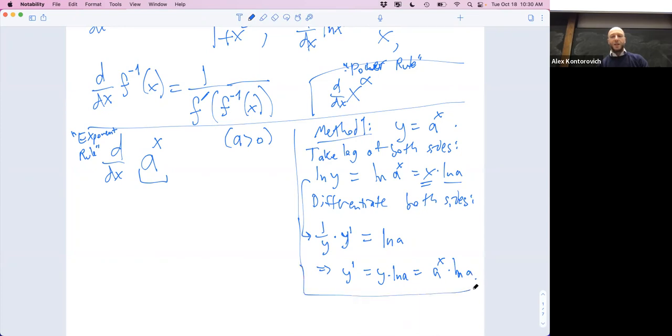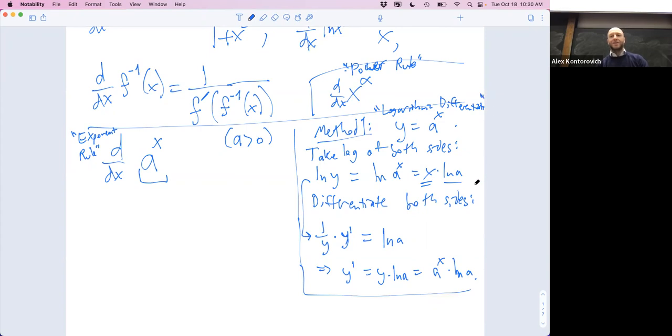Okay. So this method has a name. This method is called logarithmic differentiation. In other words, you take logs first, then differentiate.